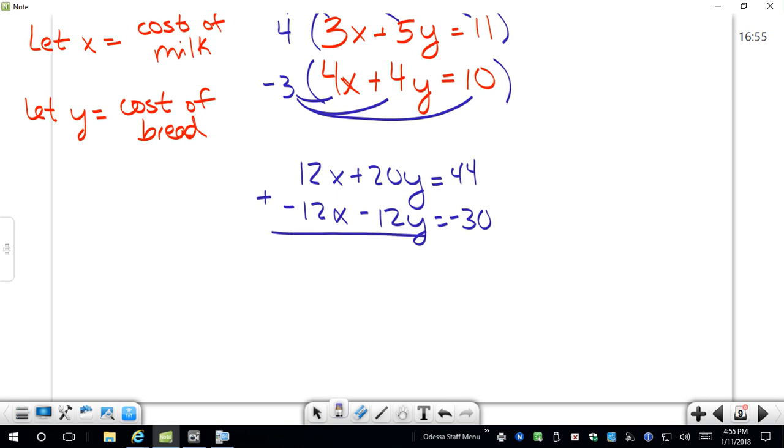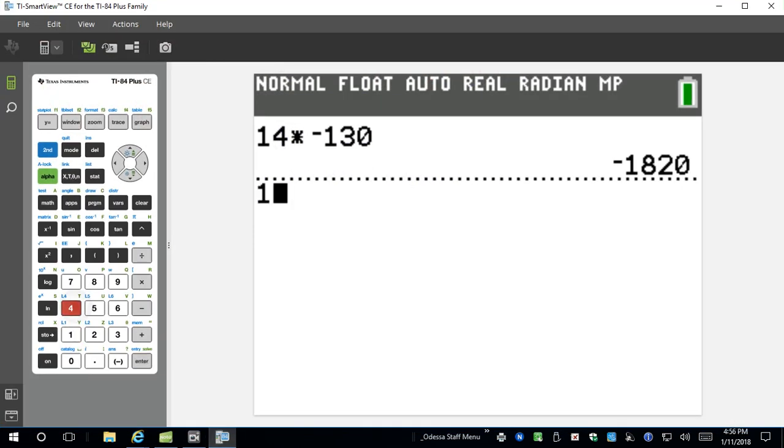So we're going to proceed, we're going to add these together, we're going to get that elimination effect on the x's. 20y plus a negative 12y is 8y. 44 plus a negative 30 is 14. And if we divide by 8 on both sides, looks like we're going to get a decimal here. 14 divided by 8, we get $1.75.